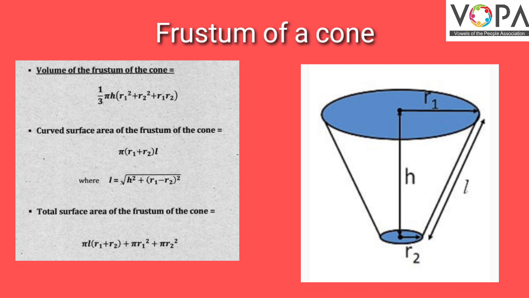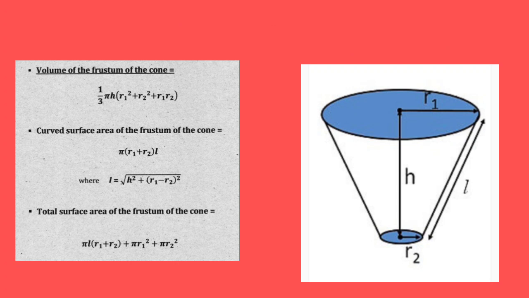And the total surface area of the frustum of a cone can be calculated using the formula pi l (r1 plus r2) plus pi r1 square plus pi r2 square.